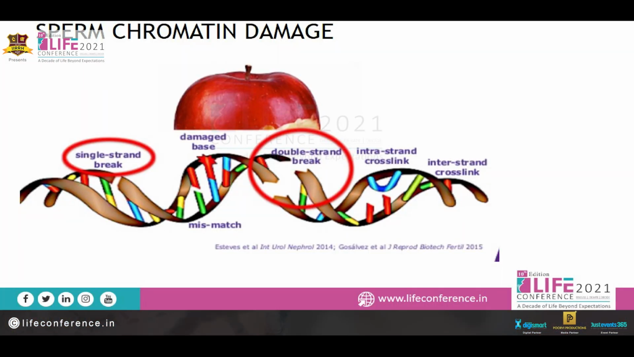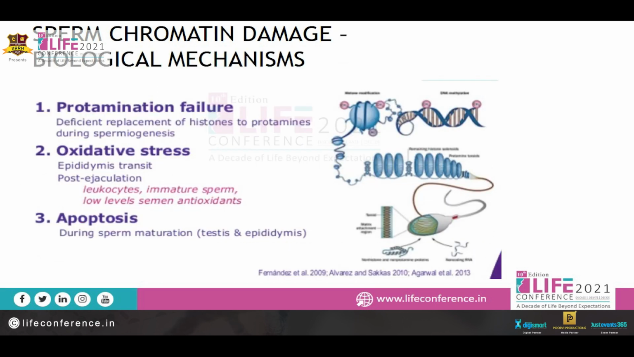Here we have the sperm chromatin damage: a single strand break, a damaged base, a mismatch, a double strand break, an intra-strand cross-link, and an inter-strand cross-link. So, we have a whole lot of mix and match where things can go wrong in the genome sequence of the sperm. Therefore, they are very liable to a lot of genetic abnormalities. So, even if you have 4% normal forms in the sperm, it is considered to be normal because there is a high chance of abnormal sperm. But there is a natural selection process where we do not have that number of abnormal babies. Let us look at the sperm chromatin damage, the biological mechanisms.